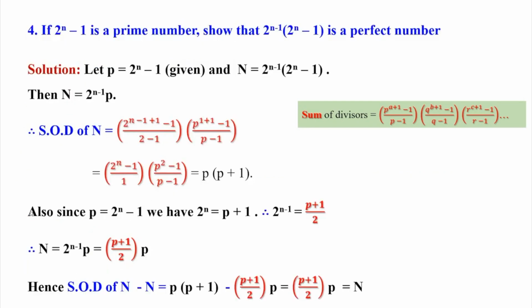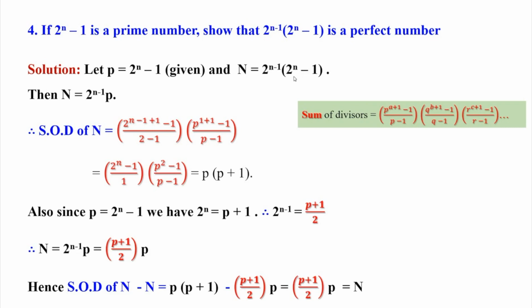Now we have this problem. Using this, we can find very many examples of perfect numbers. Suppose 2^n minus 1 is a prime number, then we can have 2^(n-1) multiplied by (2^n minus 1) to be a perfect number. Now we are given this to be a prime number, so we shall take it as some p. And this number we take as N. Our aim is to show that this N is a perfect number.